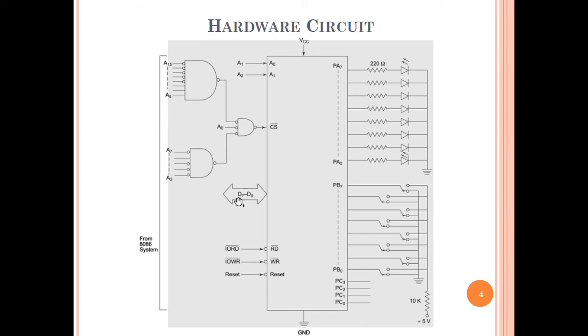In the 16-bit data bus, we need only the lower bits, therefore A0 has to be 0, which is connected to D7 to D0, therefore this will be activated. And then port A is connected to LEDs, port B to the switches, port C, so that we can see how many lights are on. The signals read, write and reset are respectively given. Power supplies are also given here.